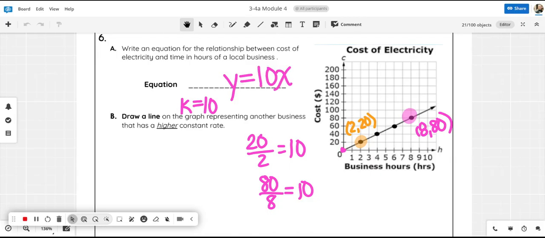We want to draw a line graph that represents another business that has a higher constant rate. A higher constant rate. So you should be drawing, and there's not one right answer. A higher constant rate means it costs more. So I'm just going to draw a line that's more vertical, or steeper, than the given line.